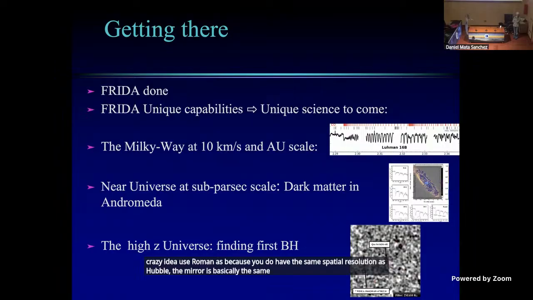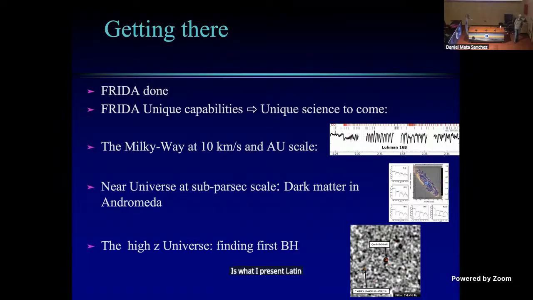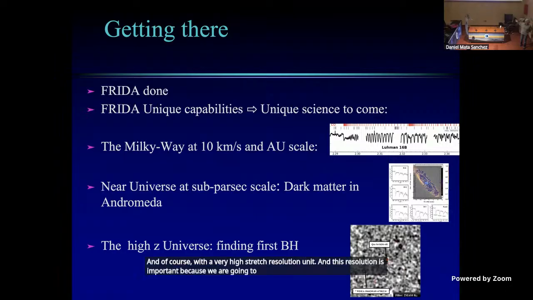So this is the point I try to emphasize. Andromeda is not done extensively with the star. What I want to say is that we can do a tenth of a parsec, any point, any point. And of course, with a very high spectral resolution, you need it, and this spectral resolution is important because we are going to track stars. So we can really analyze the stars, and we can afford them because they are very bright.